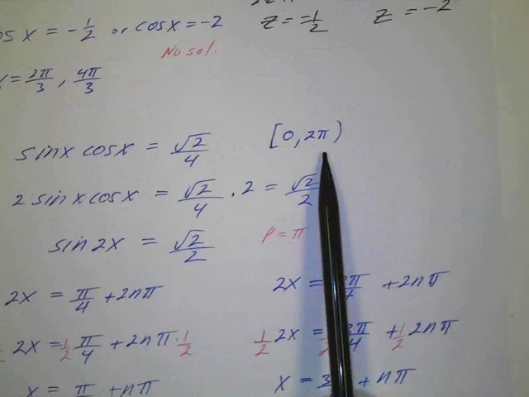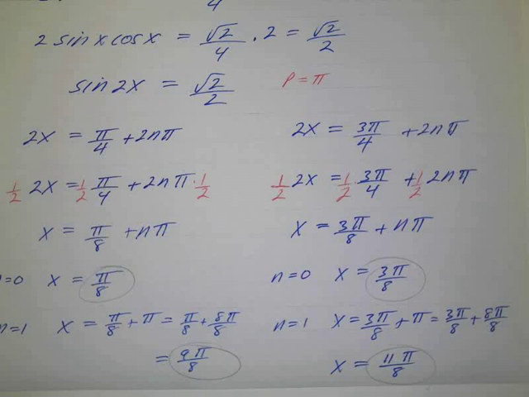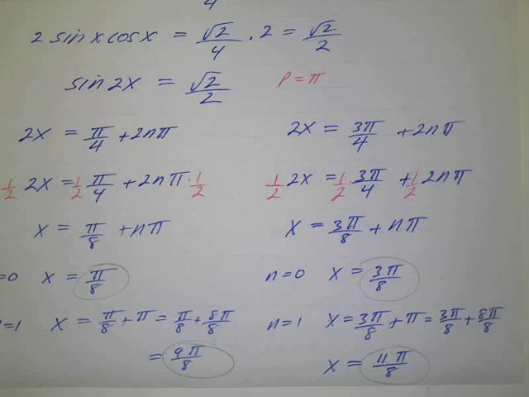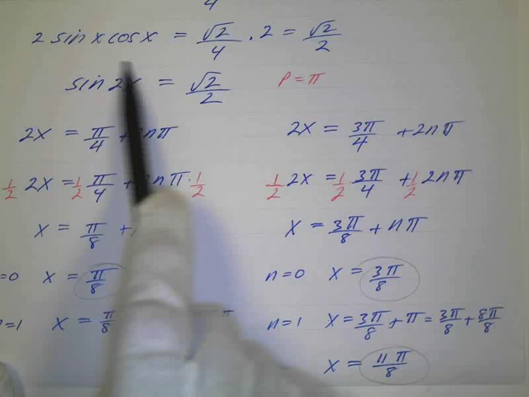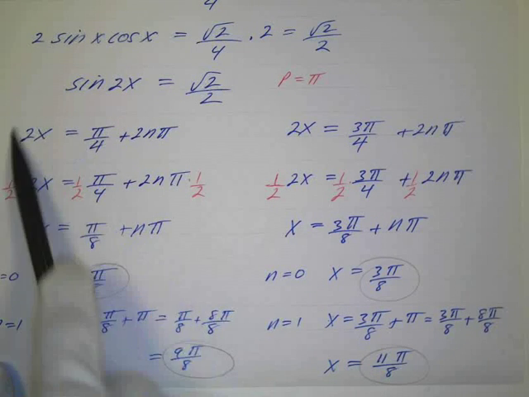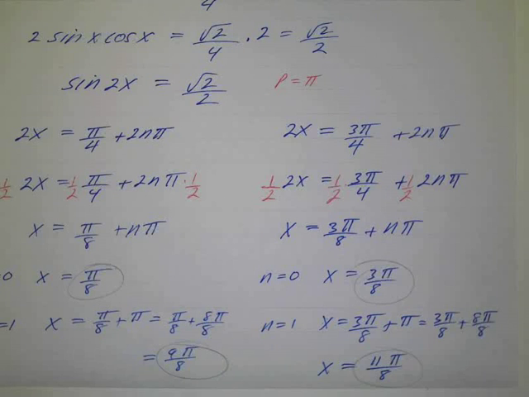Although we only want the interval from 0 to 2 pi, so we'll just stop when we cross 2 pi. When we get to the point where we're going to pass 2 pi, we'll stop generating roots. So we can say 2x equals pi over 4. Now remember, this is the sine of something equals the square root of 2 over 2. Then that something must be pi over 4, because the sine of pi over 4 is the square root of 2 over 2. But then we add the 2n pi, because that generates the additional periods.